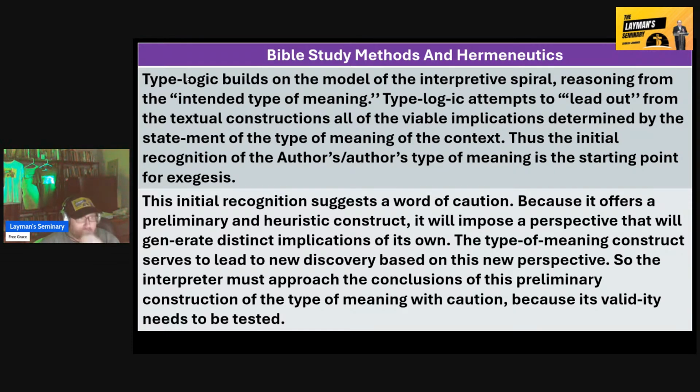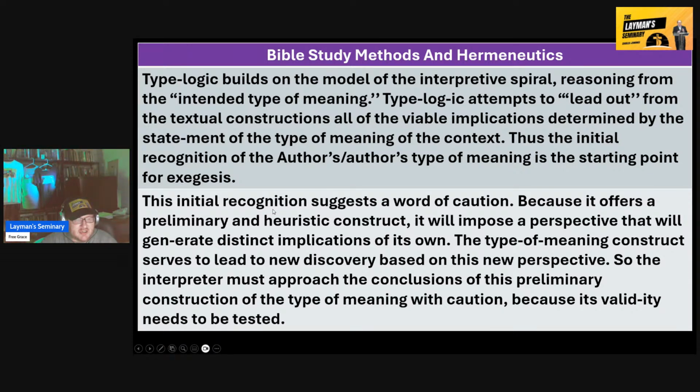Type logic builds on the model of the interpretive spiral. Reasoning from the intended type of meaning, type logic attempts to lead out from the textual constructions all the viable implications determined by the statement of the type of meaning of the context. Thus, the initial recognition of the author's type of meaning is the starting point for exegesis.